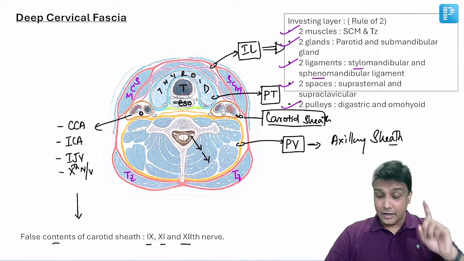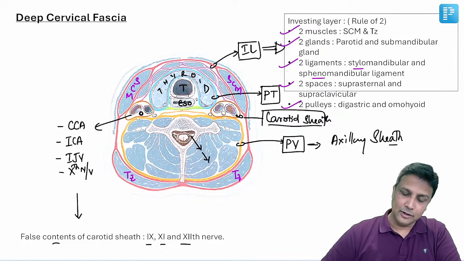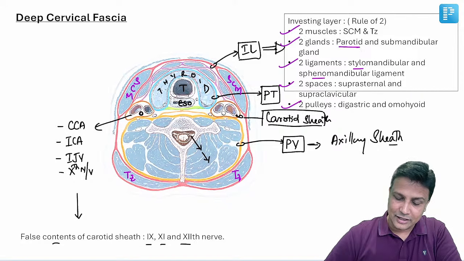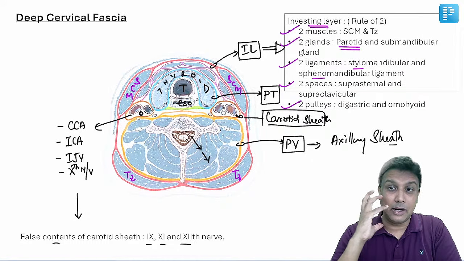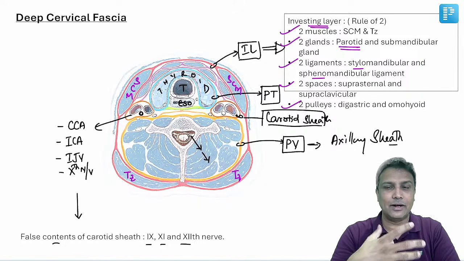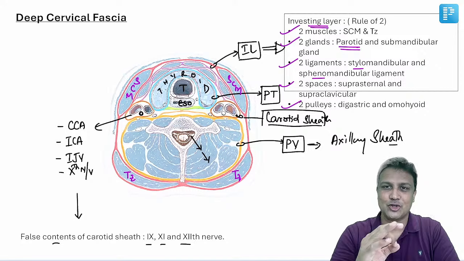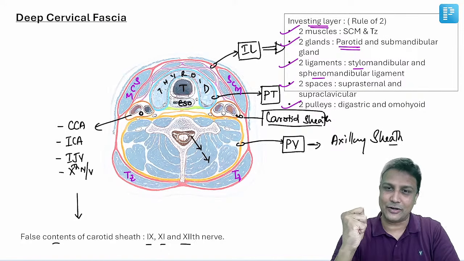Fine. Now what was the question asked from here? What is the question asked in your exam? So please remember, the parotid gland is actually enclosed by this investing layer. That is why mumps is very much painful. Why is it painful? Because of the unyielding nature of the investing layer covering the parotid gland.